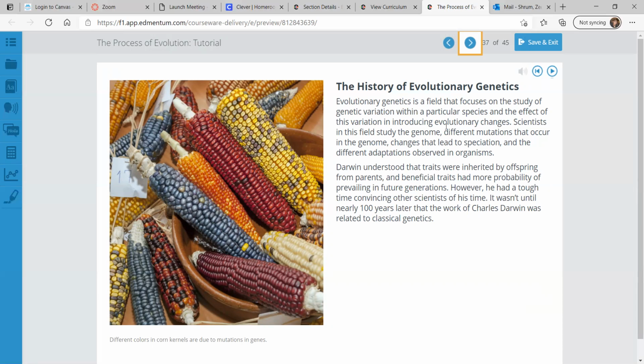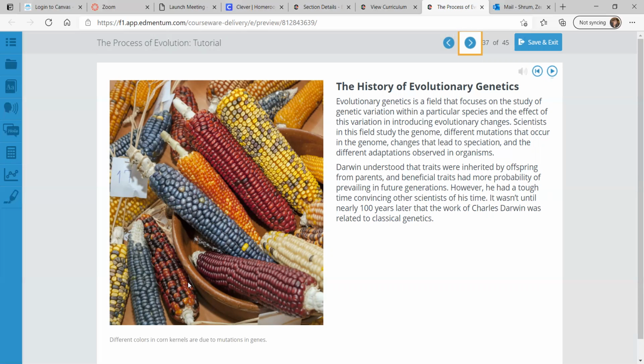Darwin understood that traits were inherited by offspring from parents, and beneficial traits had more probability of prevailing in future generations. However, he had a tough time convincing other scientists of his time. And that's really a staple of all scientists. They find it hard to convince other people of their findings. It wasn't until nearly 100 years later that the work of Charles Darwin was related to classical genetics.